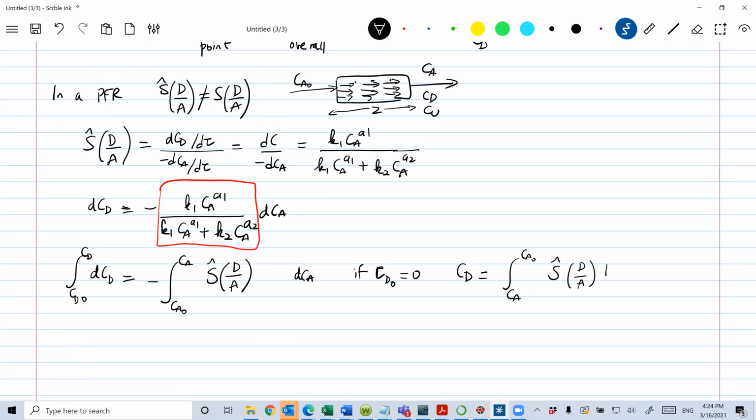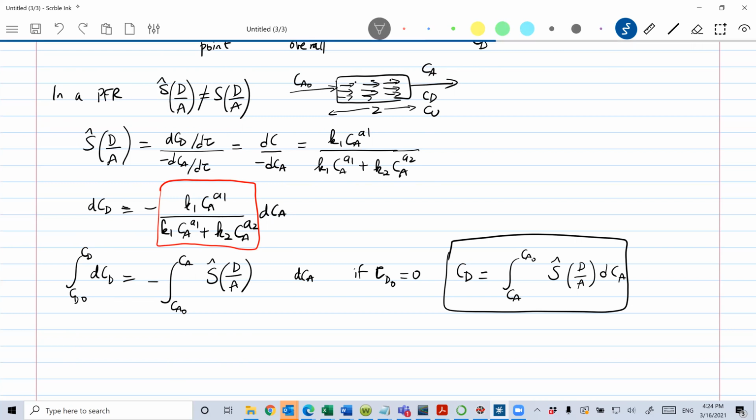You see this? This is time. This is space-time independent. This is the first thing you can do. You can calculate the concentration of D coming out of a PFR, whatever size that PFR is. You actually don't know. You can find out after.